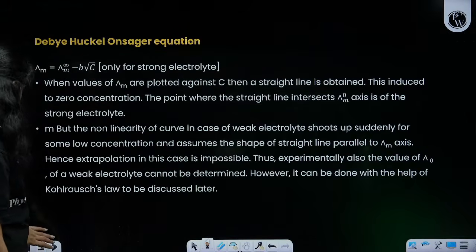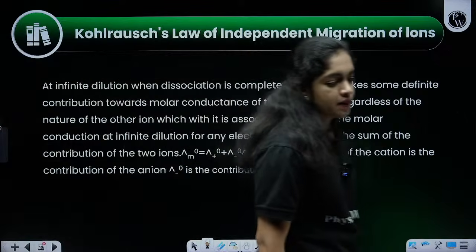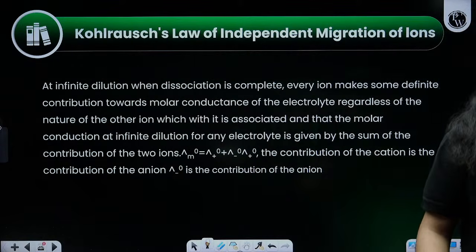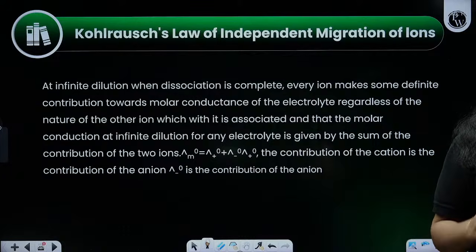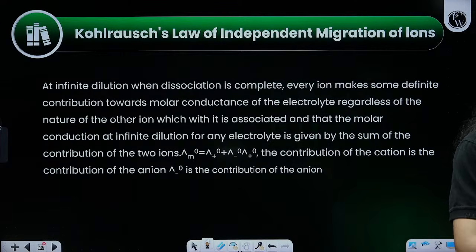We can come to the Debye-Huckel-Onsager equation later. Before that, we want to learn about Kohlrausch's law of independent migration. You know what Kohlrausch's law of independent migration is, my dears? What is Kohlrausch's law?